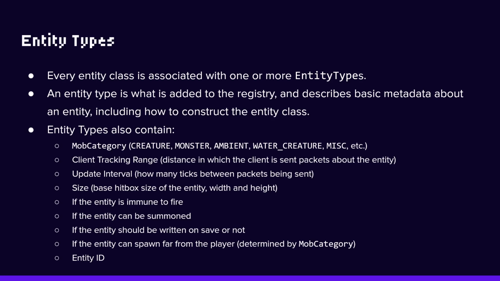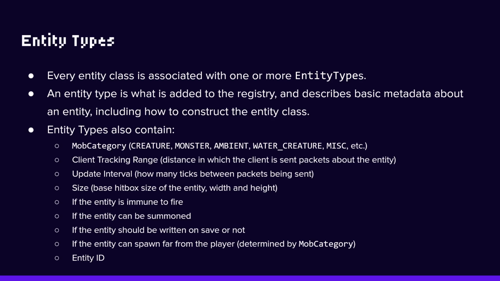They also contain a couple extra pieces of metadata. They have a mob category, which describes usually how it spawns or behaves in relationship to the game. For example, monsters can despawn while creatures can't. That's a very vast oversimplification, but those mob categories are important in a few places. You have the client tracking range and update interval, which is how the server communicates packets about that type of entity. The size, which is the hitbox, and that can vary inside the entity, but that sets the base size.